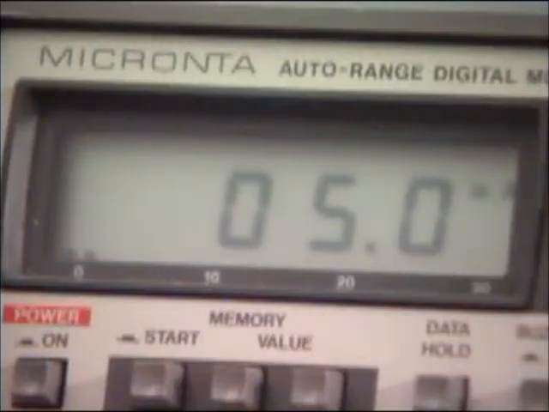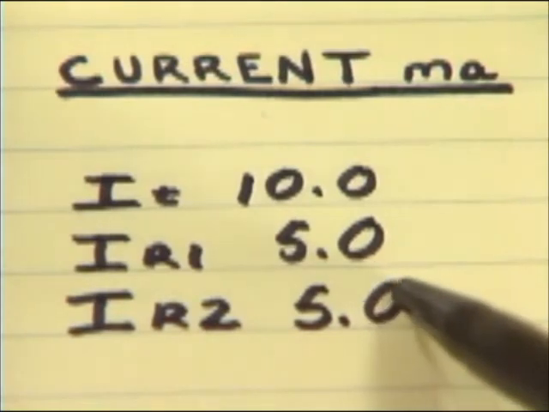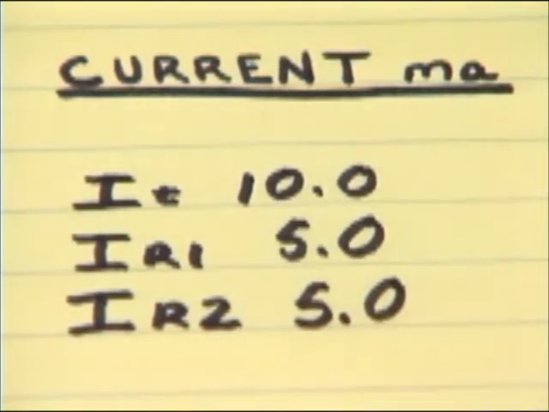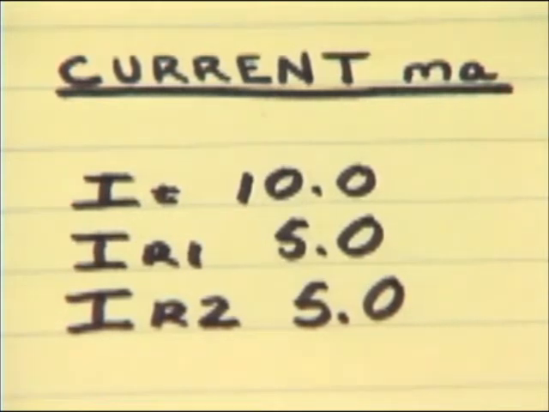Finally, look at the third ammeter, which is measuring the current in the second branch. It's reading 5.0 milliamps. Record this on your notepad for IR2. Notice that each of the branch currents is less than the total current. However, if you add each of the branch currents together, that is 5 plus 5, their sum, 10 milliamps, is equal to the total current.